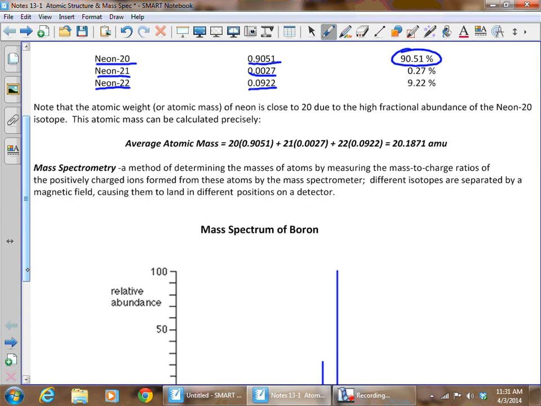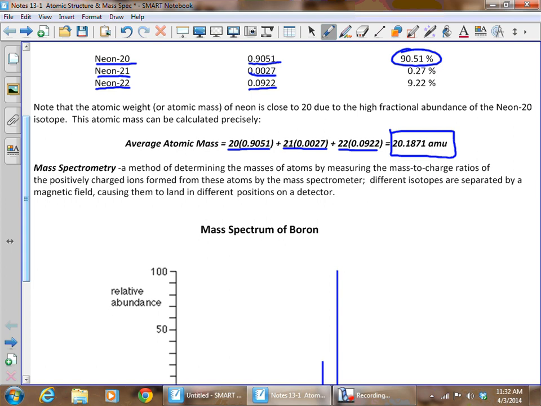for that particular element. For neon, then, we would simply take its mass number of 20 times its fractional abundance and add that to the mass number of neon 21 times its fractional abundance, and then neon 22 with a mass number of 22 times its fractional abundance, 0.0922. When we add those together, we get that atomic mass value, 20.1871 AMUs.